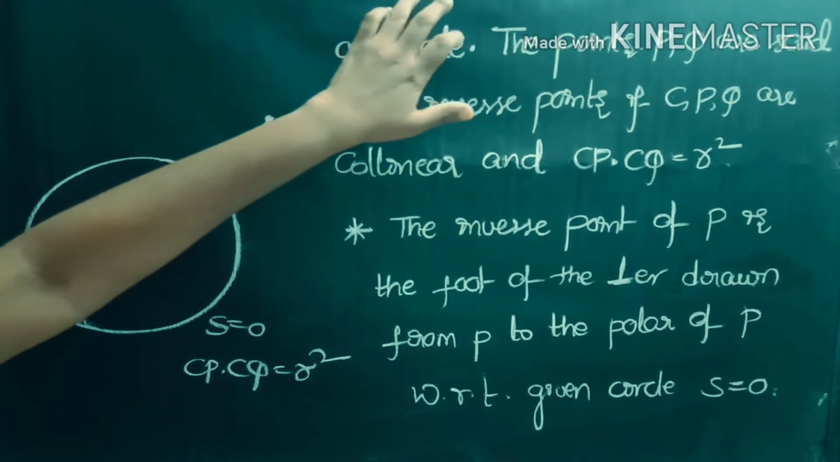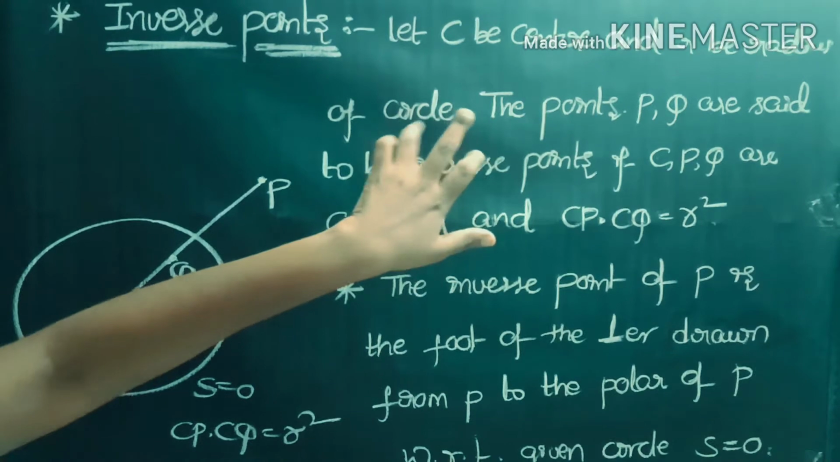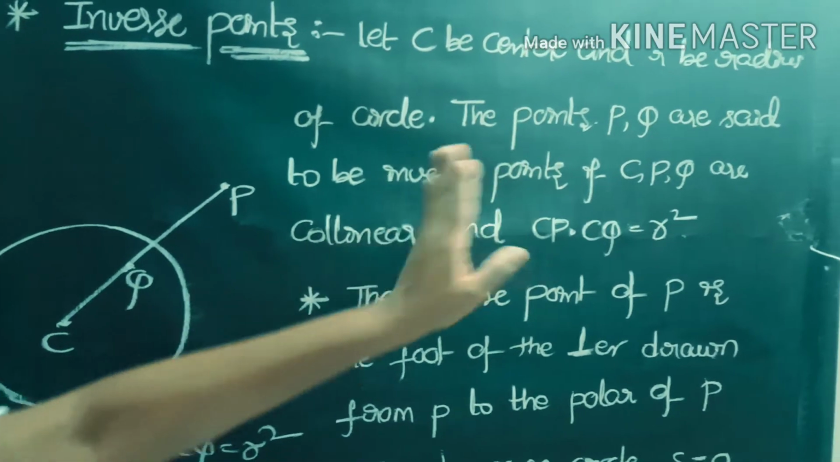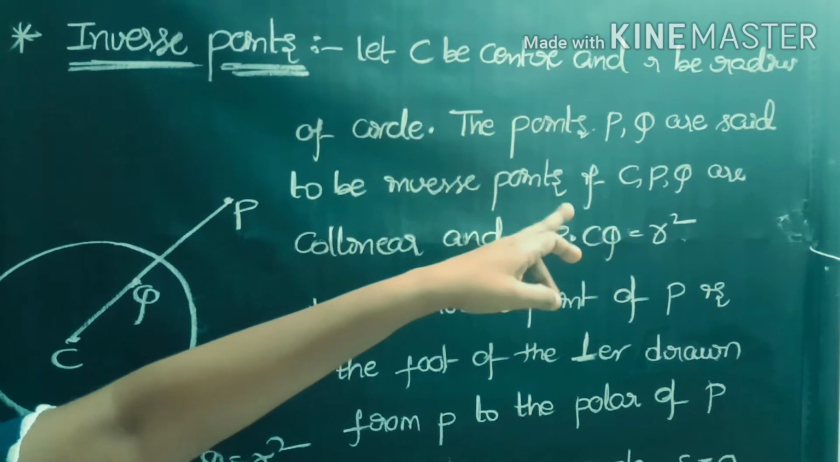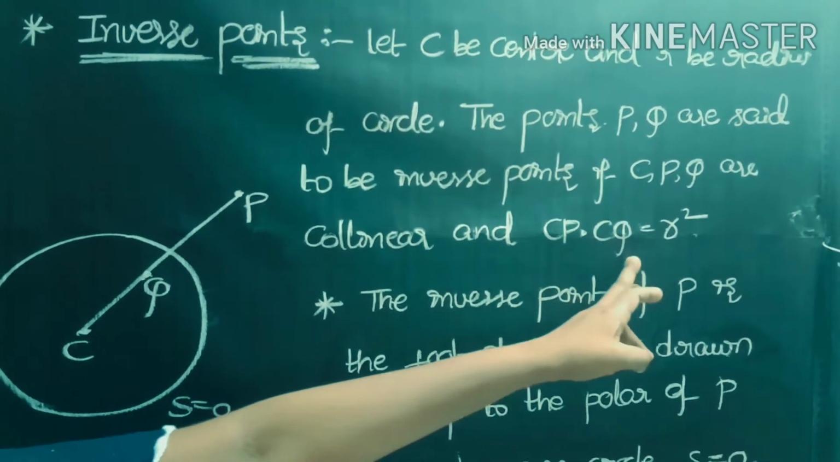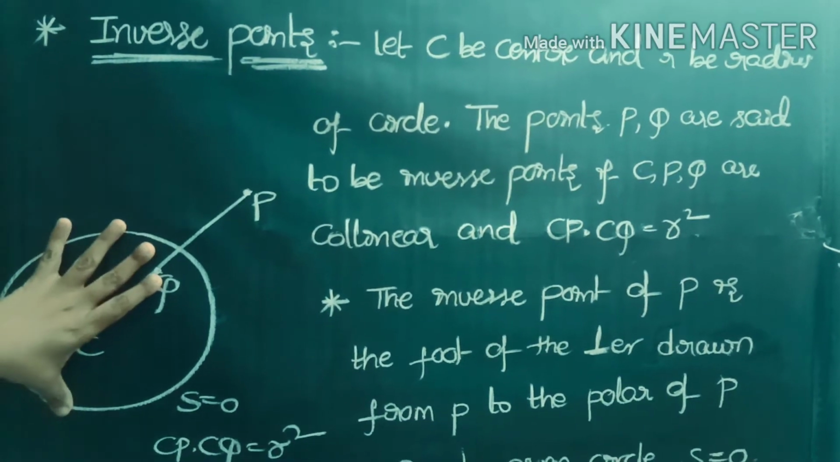So, inverse points: let C be the center and R be the radius of the circle. The points P, Q are said to be the inverse points if C, P, Q are collinear and CP times CQ is equal to R square. This is the definition of the inverse points.